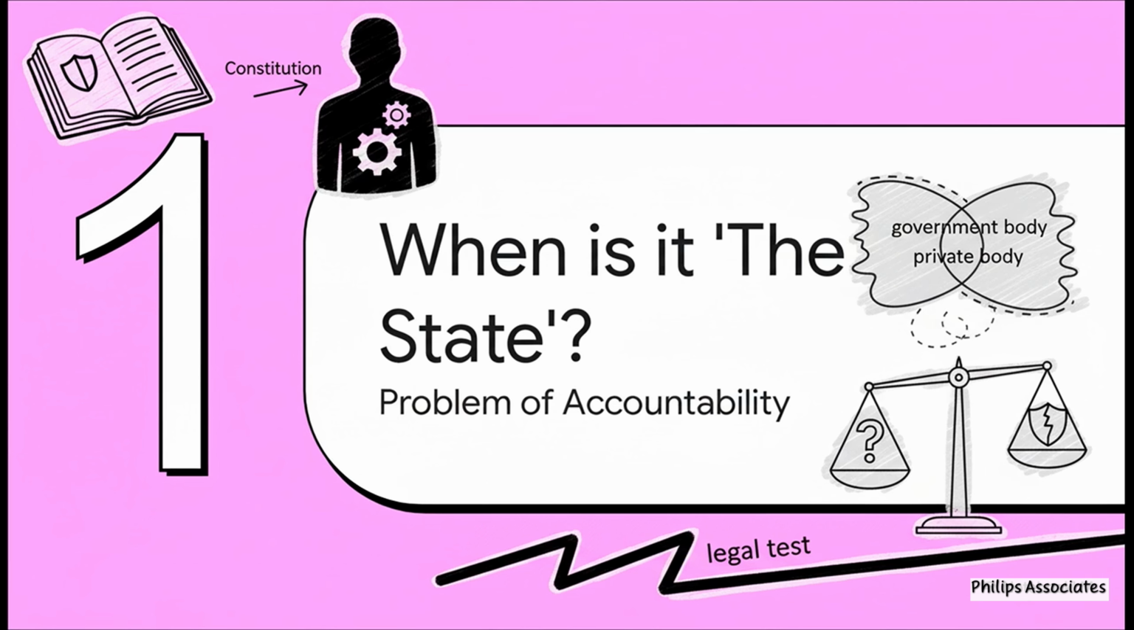Okay, so let's get right into the heart of it. The real issue here is a constitutional problem, and it's all about accountability. See, the Constitution says the state has to protect your rights. But what happens when it's not so clear what the state is? When those lines between government and private just get really, really blurry?